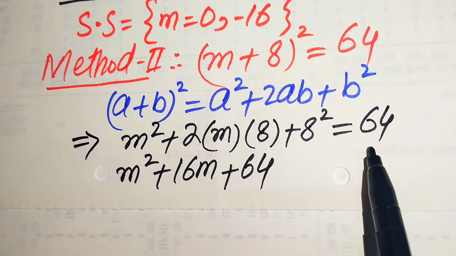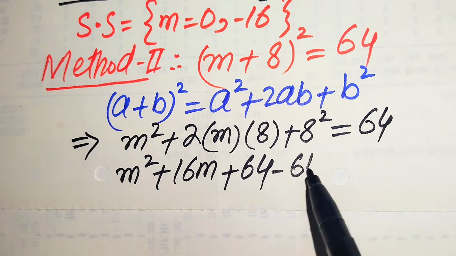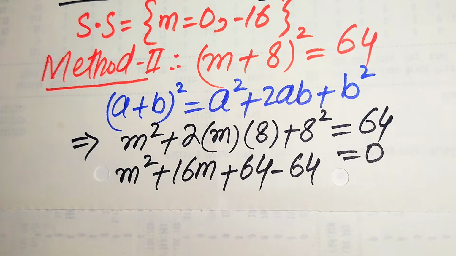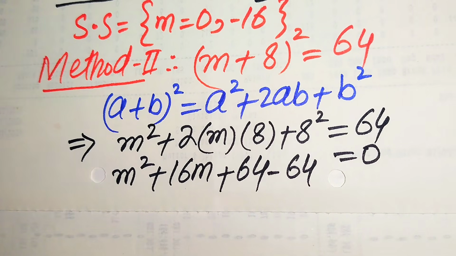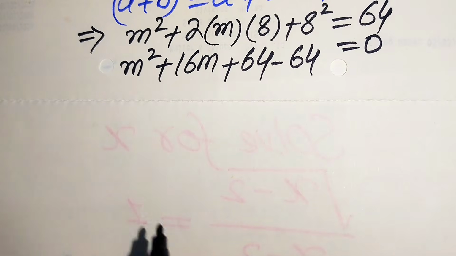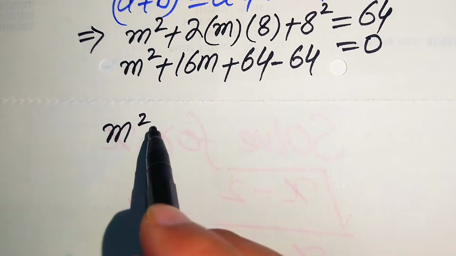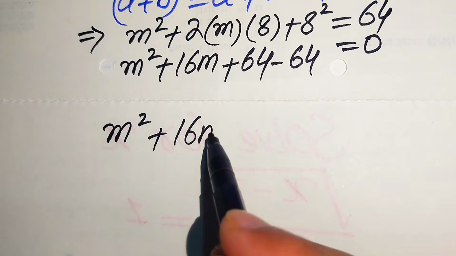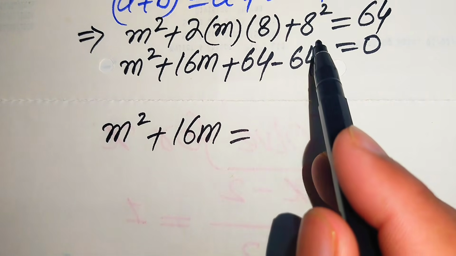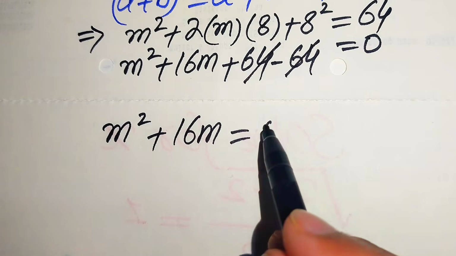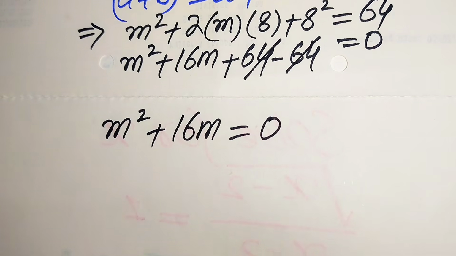and further we move this 64 to the left hand side and it becomes minus 64, and this whole equation equals 0. And now, in the next step, we have m square plus 16m equals, this minus 64 and plus 64 are gone, and we get here 0.